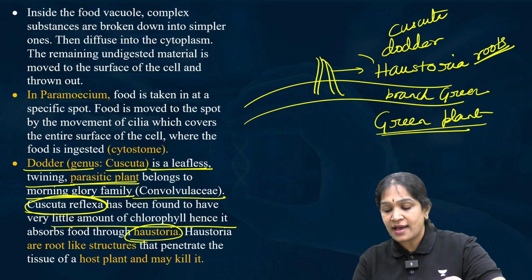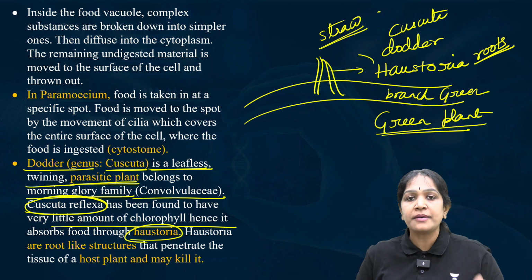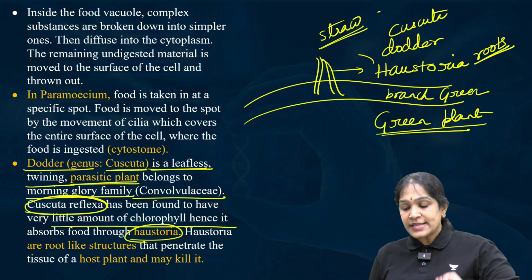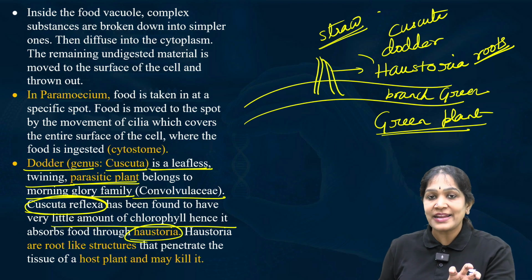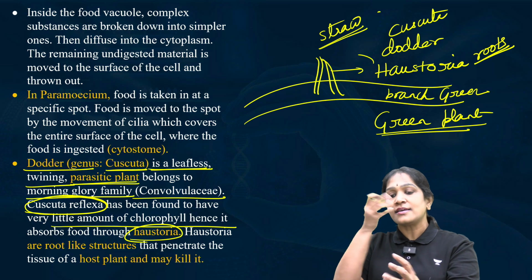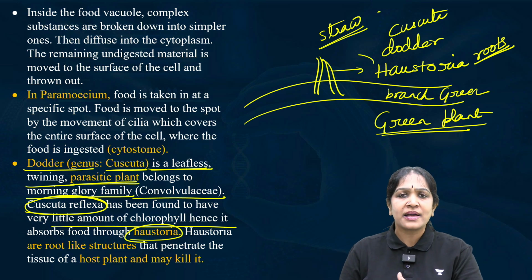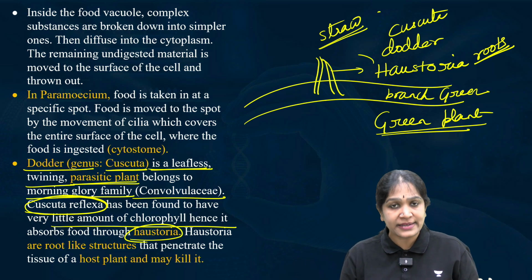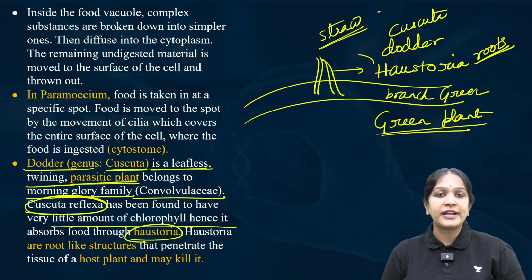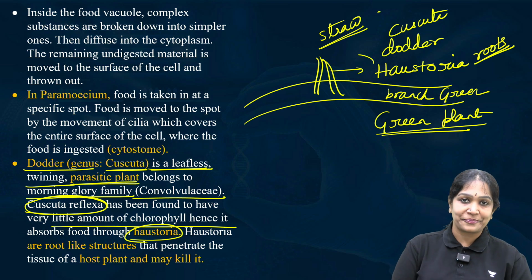These haustoria, like a straw, suck the nutrients from the plant. It is not like eating the plant, but eating from the plant. Like a straw, it sucks the nutrients from the plant. Eventually, the plant will become very weak and sometimes may die also. This kind of heterotrophic nutrition is observed in the dodder plant.